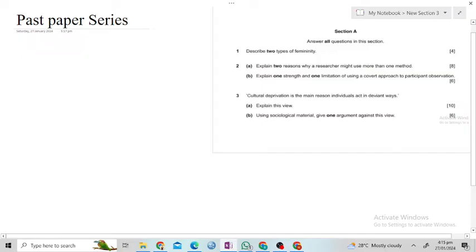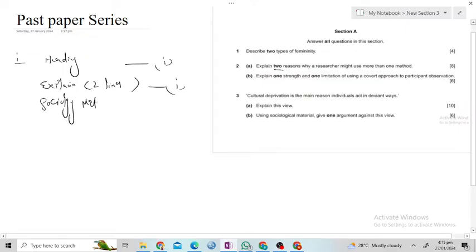They say that we have to explain 2 reasons. So first we will give a heading, and you would be able to get 1 mark. Then we have to explain it in 2 lines, and again you would be able to get 1 mark. Try to use relevant sociology material, meaning as much as possible use the words you read in your course content, like structured, unstructured, questionnaire, all that stuff. You would be able to get 1 mark again.